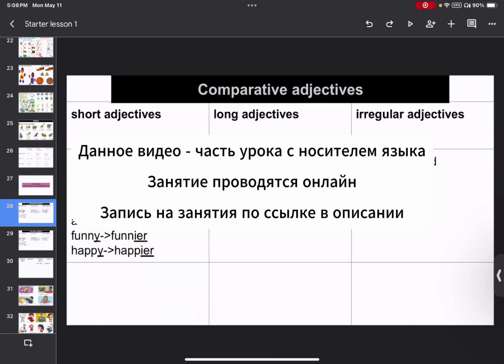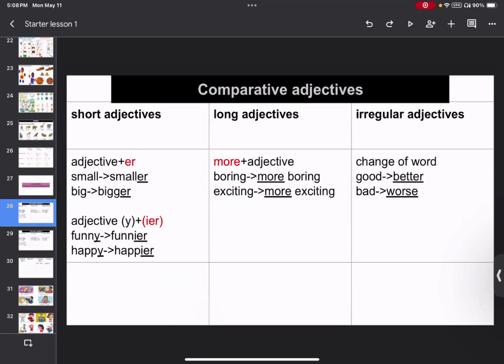Yes, so we have here the short adjectives, the long adjectives, and the irregular adjectives. By short, I mean adjectives of up to 5 or 6 letters, and long adjectives are adjectives that are longer than 6 letters. Irregular adjectives can be long or short, but the way they are changed is different.